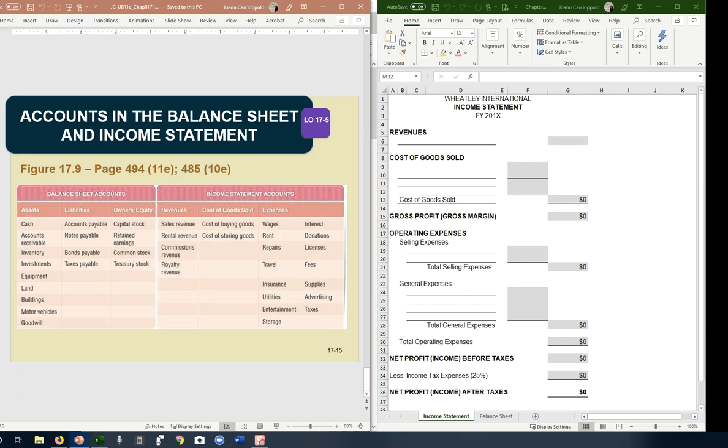So the first asset account is going to be your cash. Remember, for the assets, you're going to list them in the order in which they can quickly be turned into cash. Obviously, cash is already cash. So that's going to be the first on your assets list.